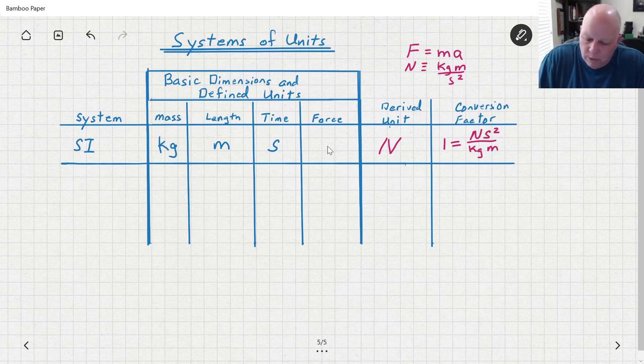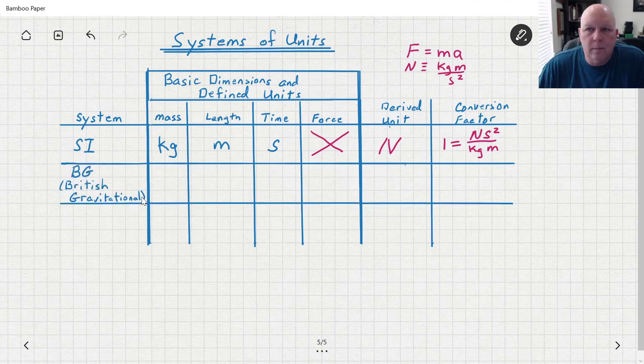Now you'll notice that force in this system of units is not a basic defined unit. The unit of force is the derived unit. Now let's look at one of the English systems. It turns out there are several English systems.